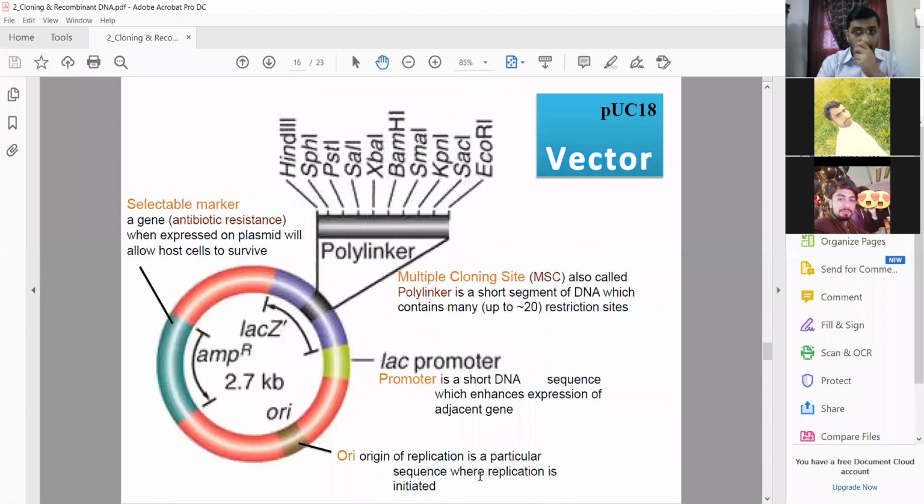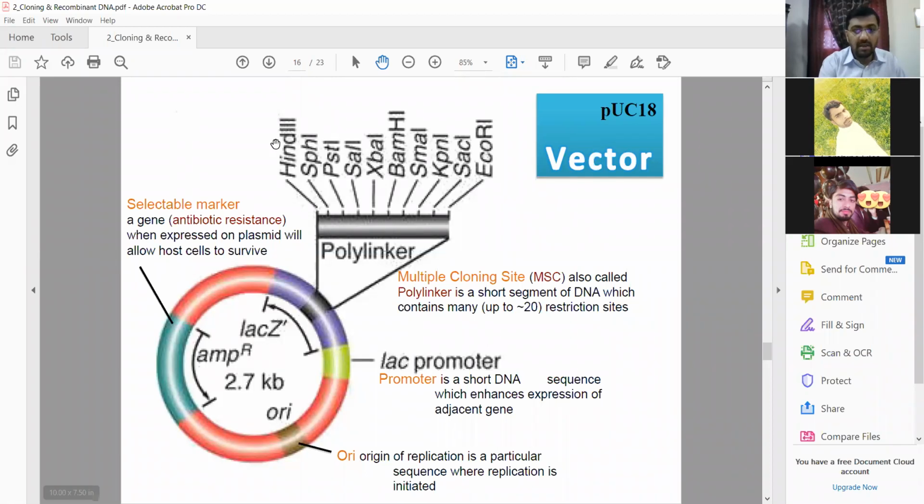So now moving further, what is the genetic structure of the plasmid? We have two types of plasmids. One are called the normal replicating plasmids, and the other are called expression plasmids or expression vectors. So we have normal vectors and we have expression vectors. Expression vectors are such vectors in which you can express your transgene or the gene of interest.